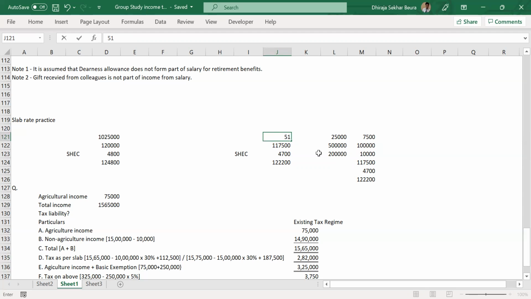Did I say 51 lakh 75,000? Yes. Excuse me, 51 lakh 50,000. My bad. Okay.